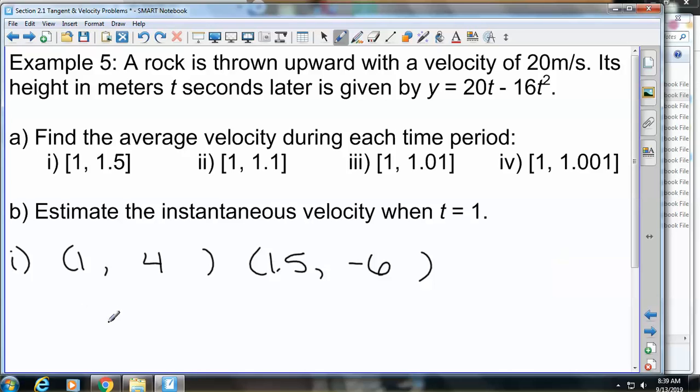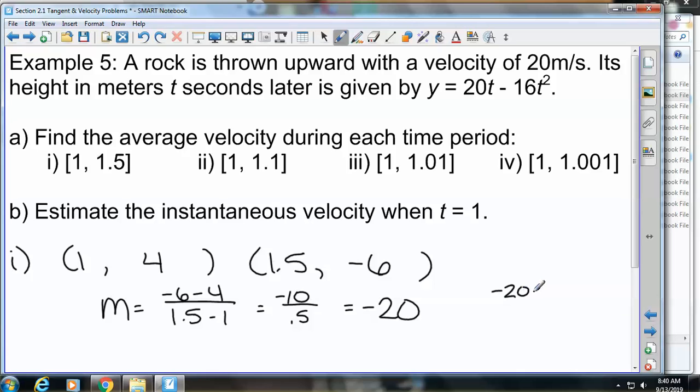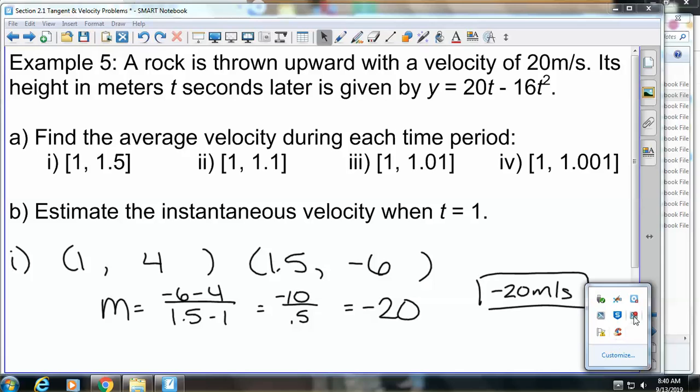So those are two ordered pairs. I am asking for average velocity, which is just the slope between them. So y2 minus y1 over x2 minus x1, of negative 20 meters per second for that time frame. Okay, let's divvy it up and do the rest.